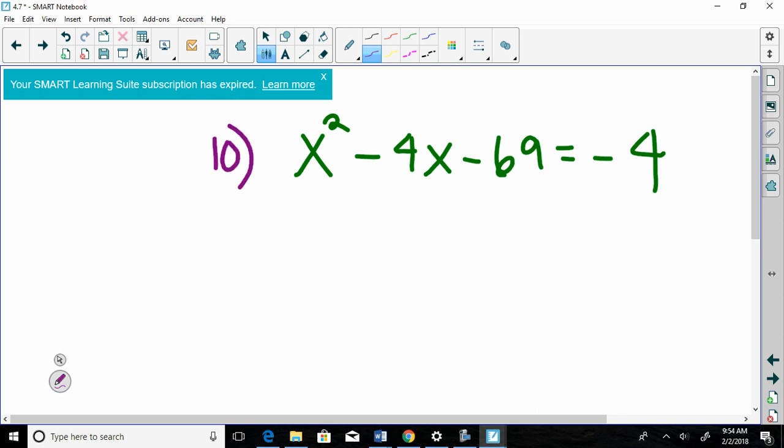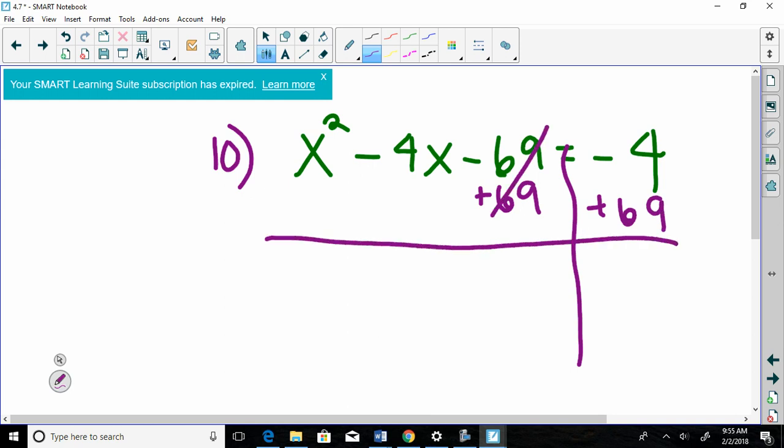So what's the first thing I have to do, TJ? Add the 69 because that's the constant. Now it's not equal to 0 though. What is it equal to? Negative 4. So let's add them. What is negative 4 plus 69?